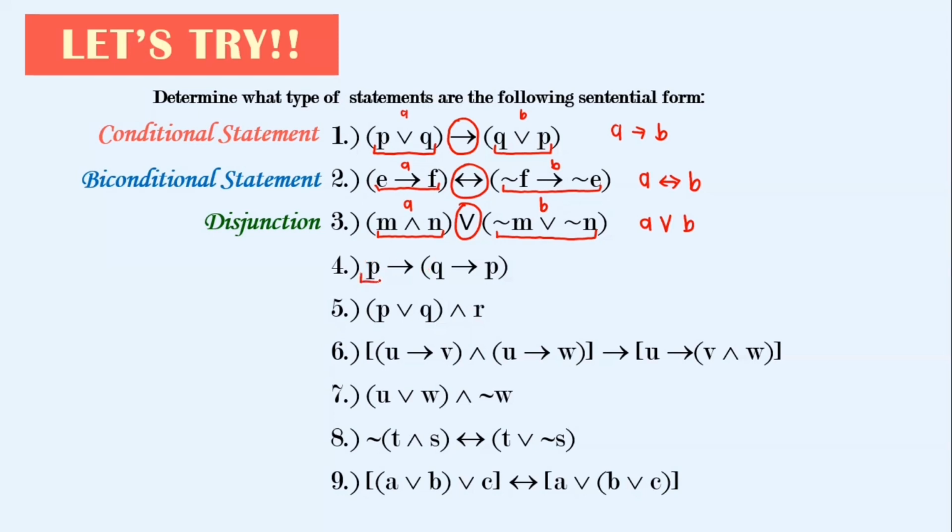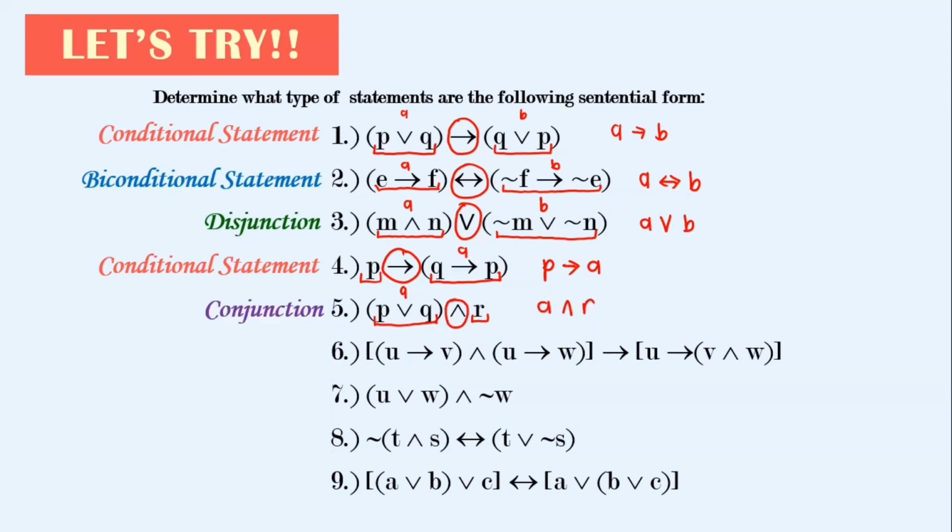And then, P. Okay, then, sa loob ng parenthesis, ito naman, let's say ito yung A mo. So, let's say, if P, then A. So, therefore, ito ay conditional. So, pinaka-ginamit na connector ay ito. Okay, next, number 5. So, magkasama to sa loob ng parenthesis. Let's say ito yung A. Ito ay wala namang kasama. So, we have A and R. So, since ang ginamit na operator ay "and," so this is conjunction.